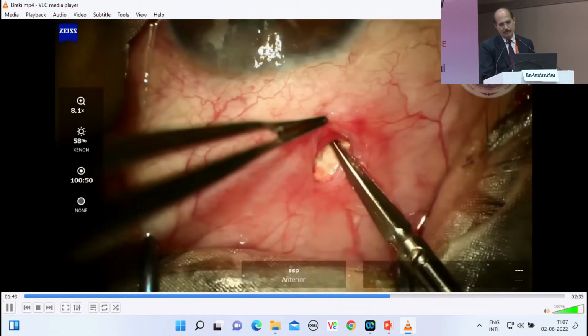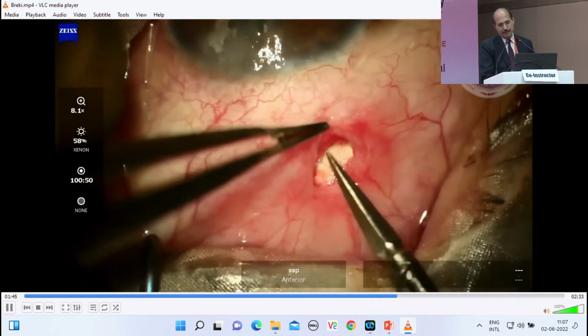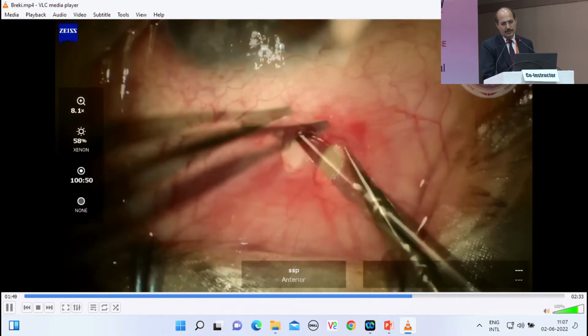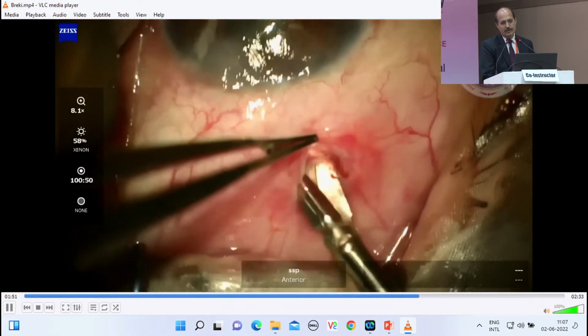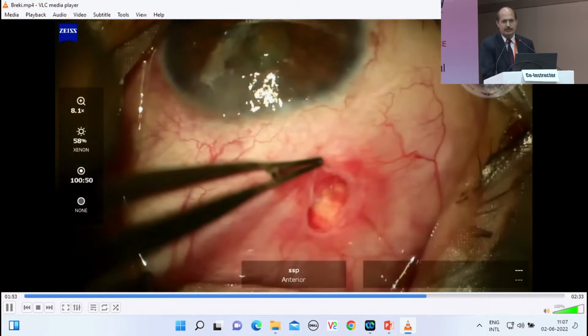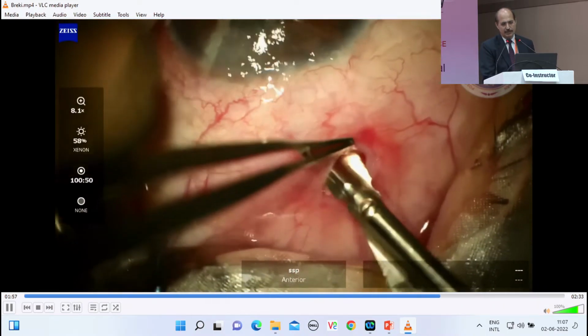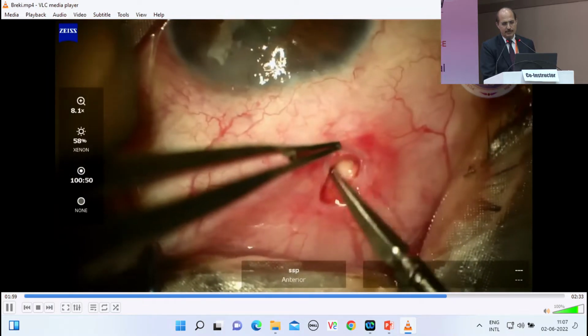Now I have actually identified the area of the previous Bleph, and I'm going under that. So just follow the sclera and make sure you go under the flap. That's the only tricky step here that you have to identify. And once you have gone under, keep dissecting, and at some point the fluid will start coming out.